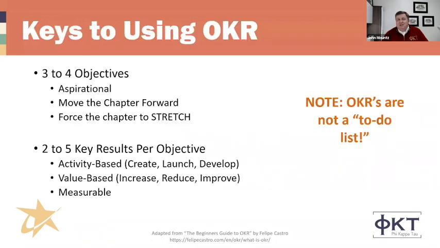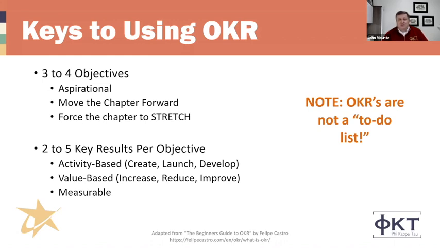There are some keys to using OKR. Important to remember: 3 to 4 objectives for your chapter. Now, those can be for the year or they could be for the semester. They should be aspirational, meaning something to which your chapter aspires. So think about what are the things that you want to either change or improve upon. Maybe there are some challenges in your organization that you'd like to eliminate, but your statement about your objectives should articulate how you want to move your chapter forward.